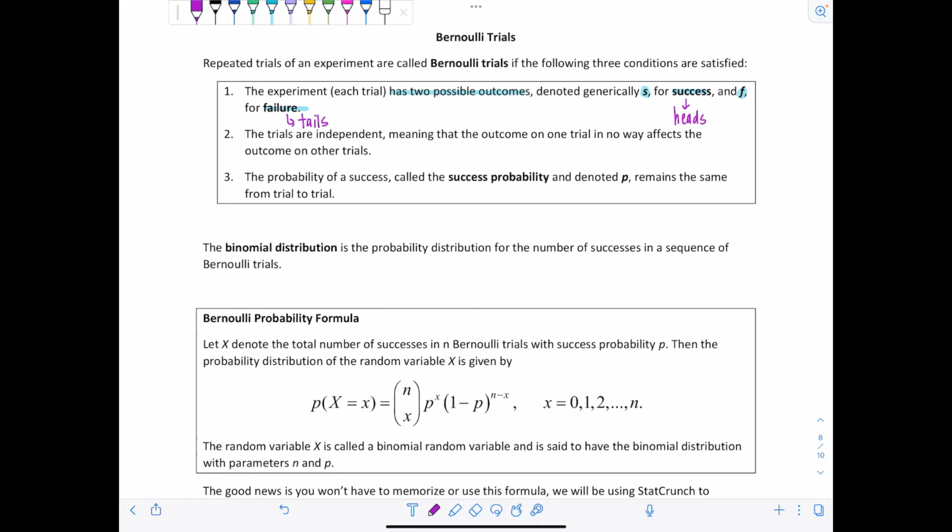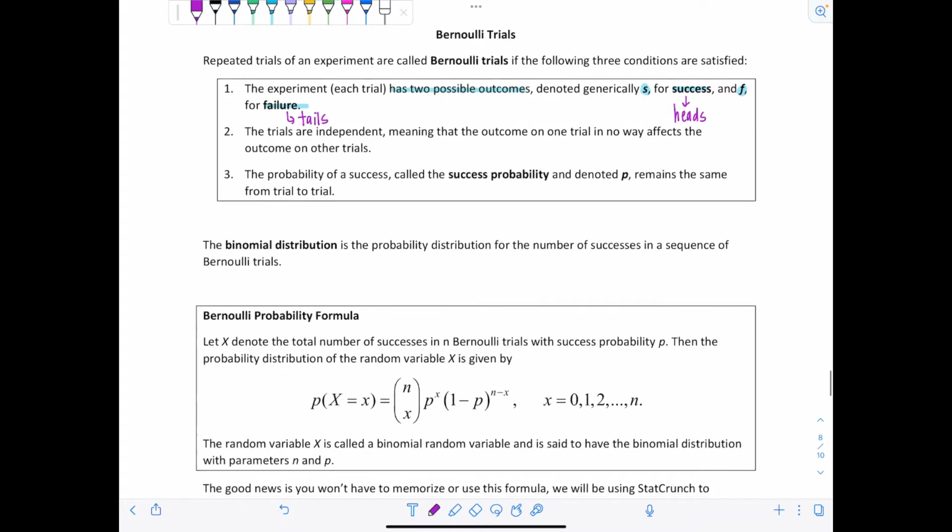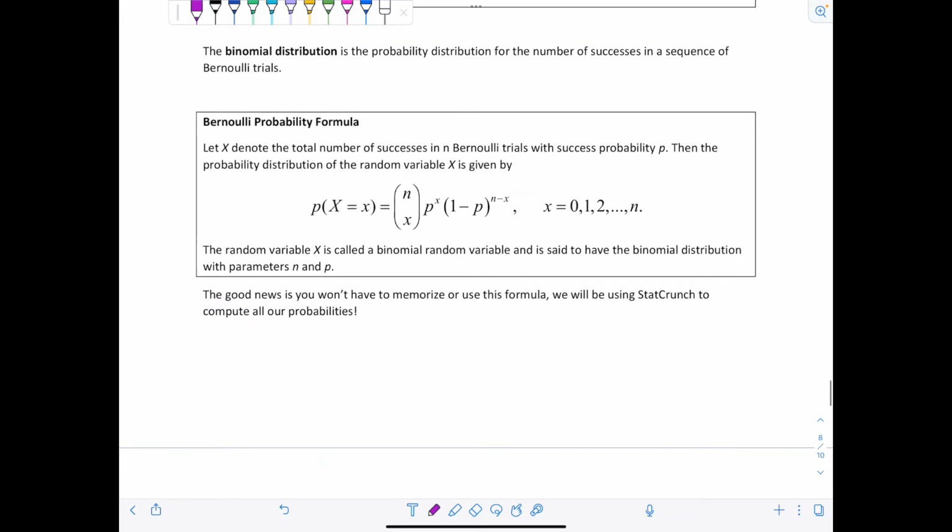And the binomial distribution is the probability distribution for the number of successes in a sequence of Bernoulli trials. So if you want to compute the probability that a particular event occurs a certain number of times, then you would use the binomial distribution. So here's the Bernoulli probability formula. Same thing, binomial distribution probability formula.